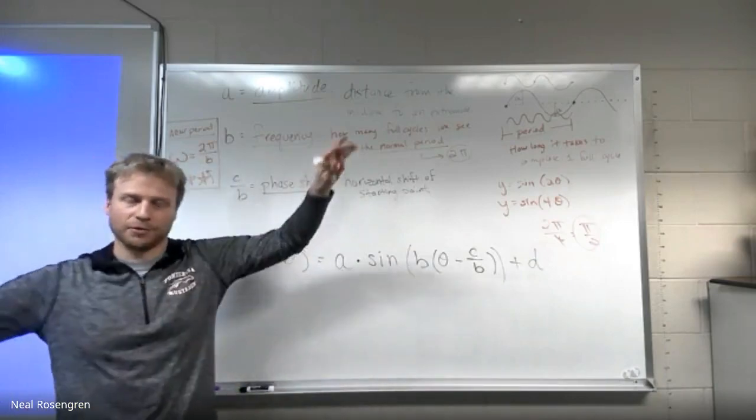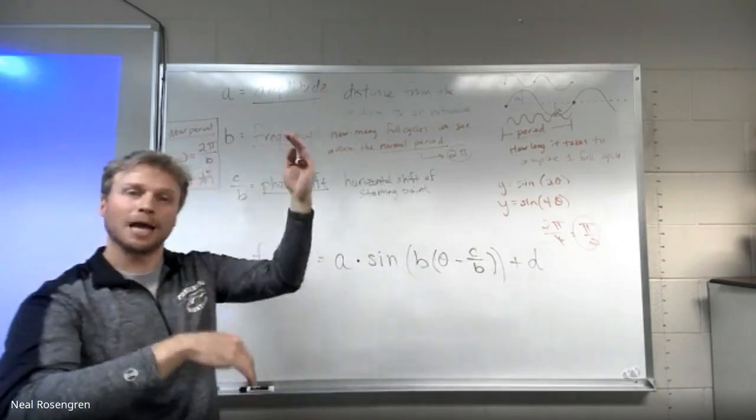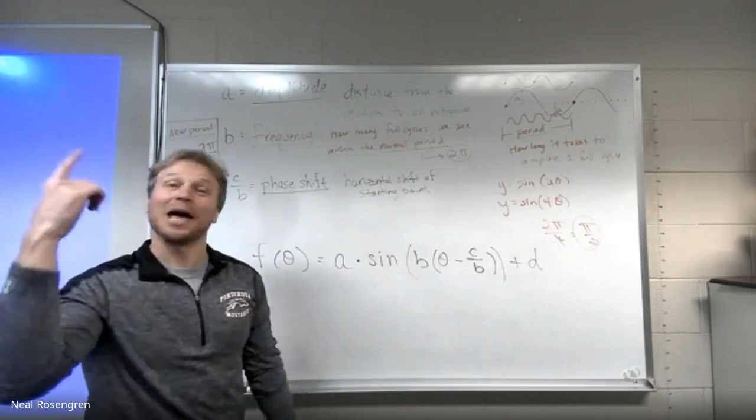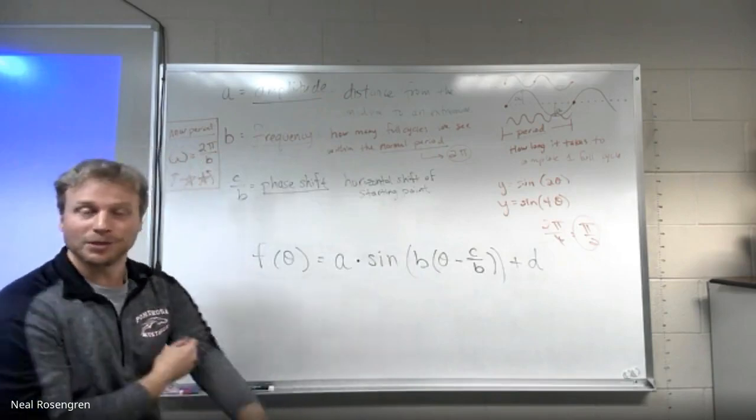I'm going to slow down for a second. We're doing good though. A is amplitude, the distance between the midline and the top, or the midline and the bottom, which changes the sound of what you're looking at. Frequency is how many times we're going to see one full cycle.